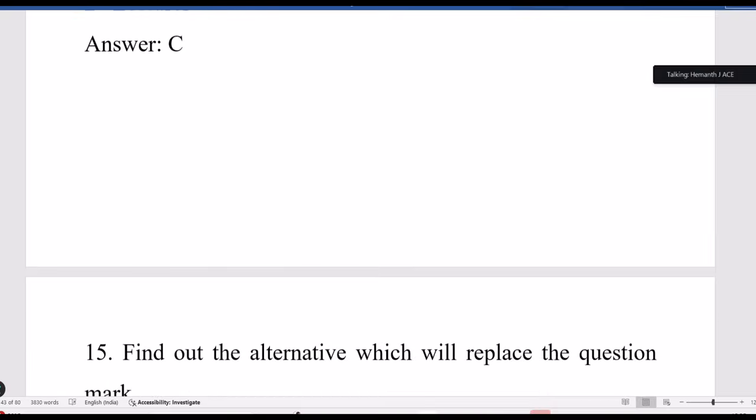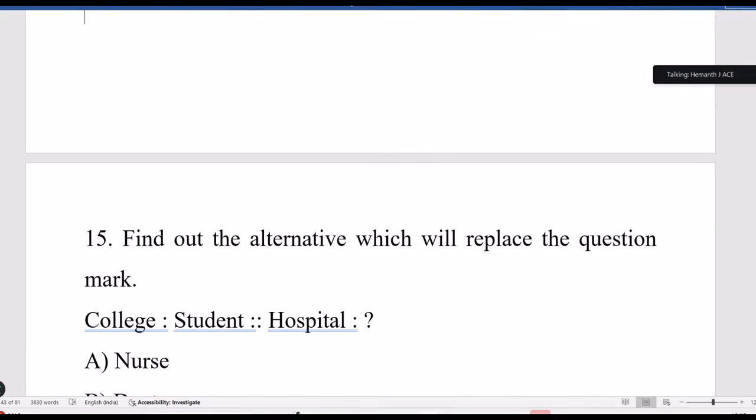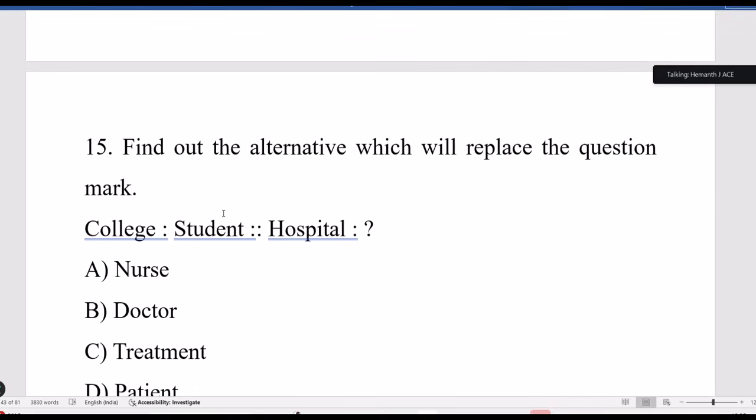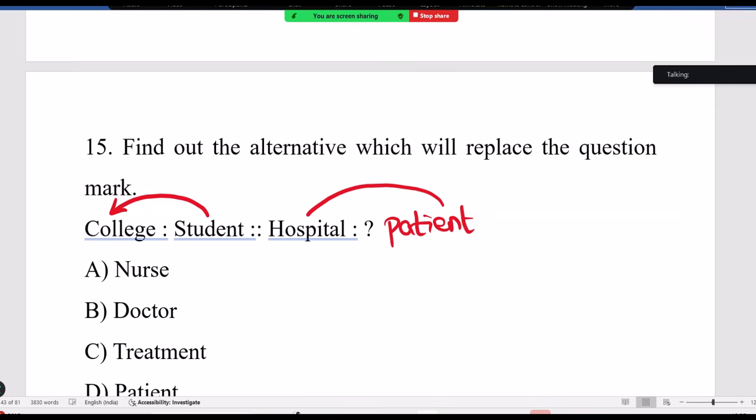Now series 15. Analogy concept: college, student; hospital, dash. In college we can find students, in hospital we can find patients. Students go to college to learn something, patients go to hospital to get treatment. Patients will get treatment in hospital, students will get education in college.